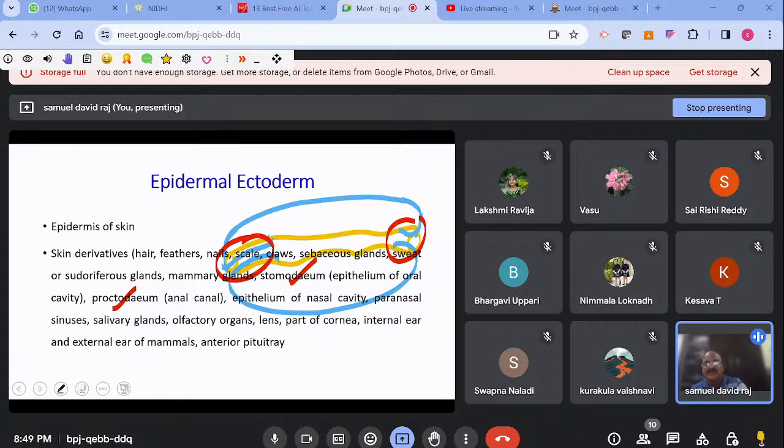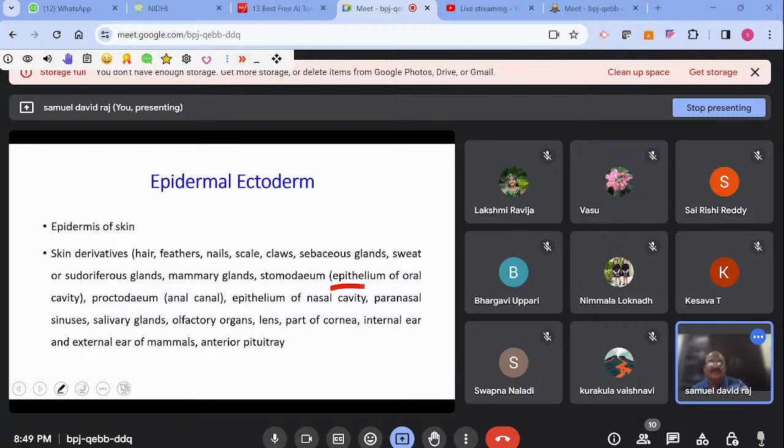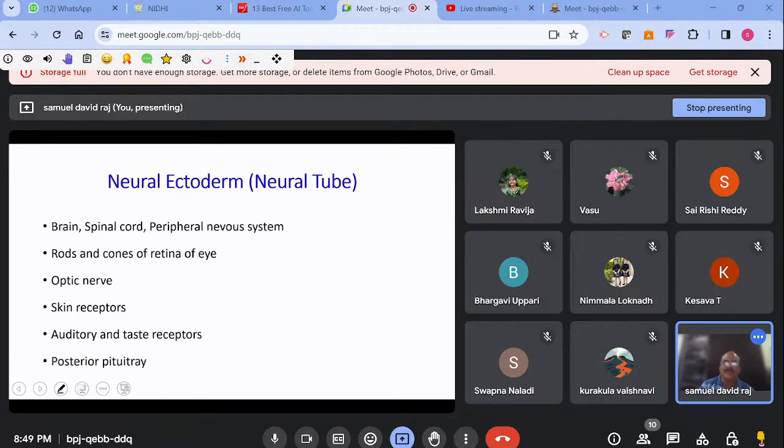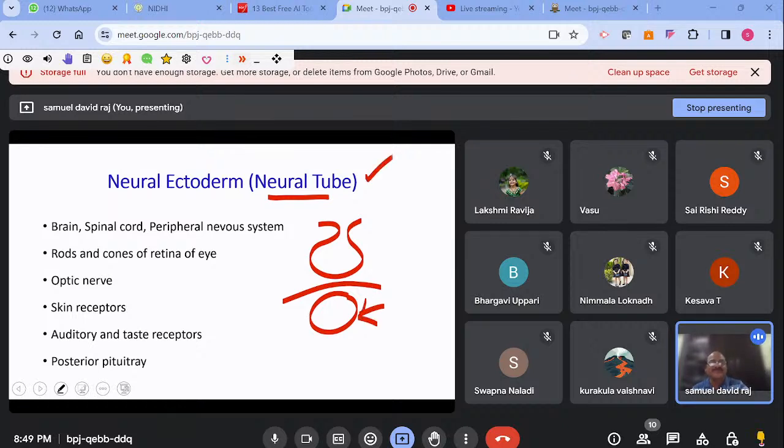Thus, stomodium is nothing but the epithelium of the oral cavity, and proctodium is the posterior part of the alimentary canal. So all these are derived from epidermal ectoderm. Okay, next one, neurectoderm or neural ectoderm. After separation, it forms the neural tube. So we can call this neurectoderm. Previously it is neurectoderm. Now it is a neural tube.